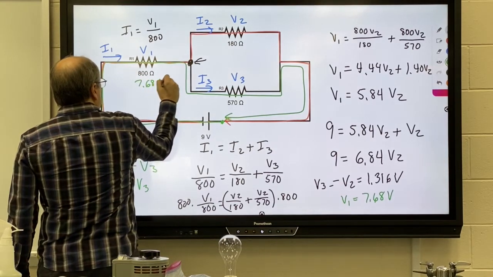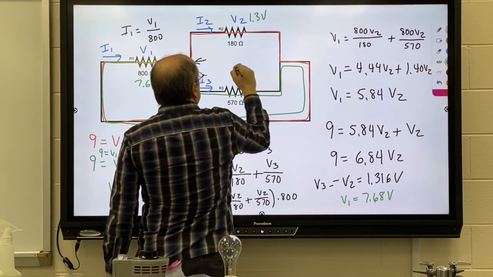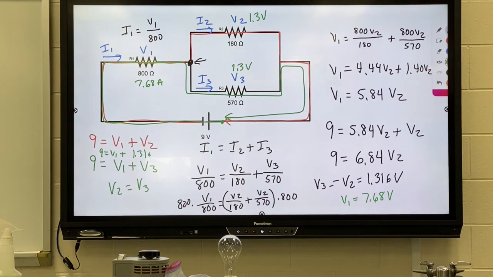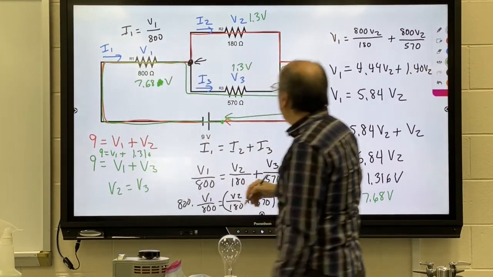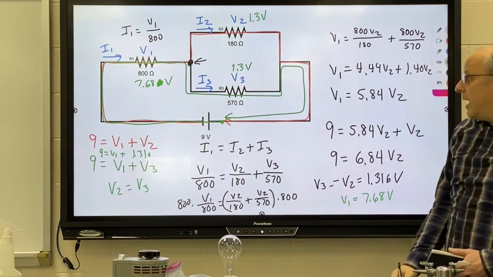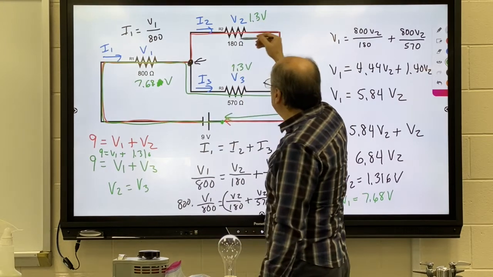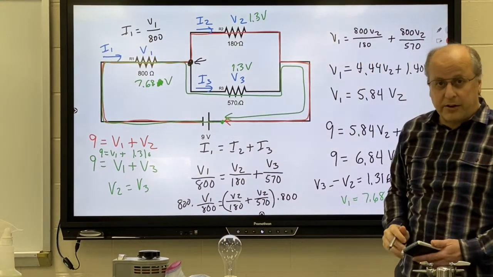Okay, I now have my voltages, 7.68, 1.3, and 1.3. At this point, this is volts. At this point, we now can solve for I1. Volts divided by resistance, volts divided by resistance, volts divided by resistance, and get our currents.